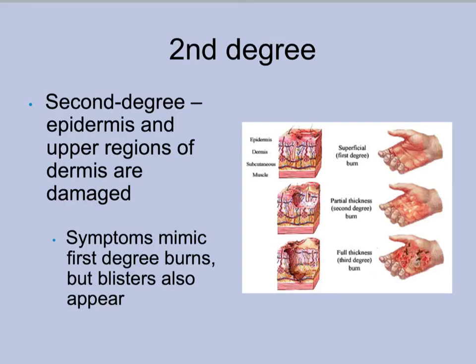Second degree burn is where the epidermis and upper portions of the dermis are damaged. The symptoms are similar to a first degree burn, but you also have blisters at this point.